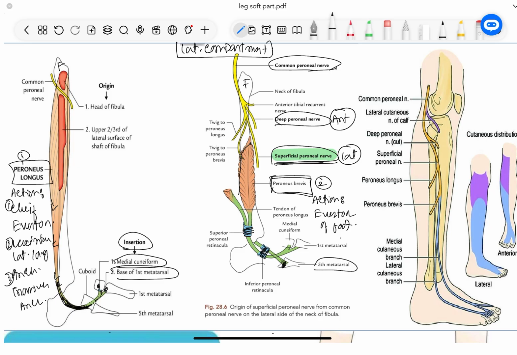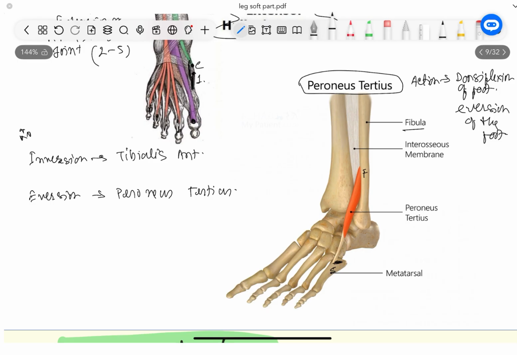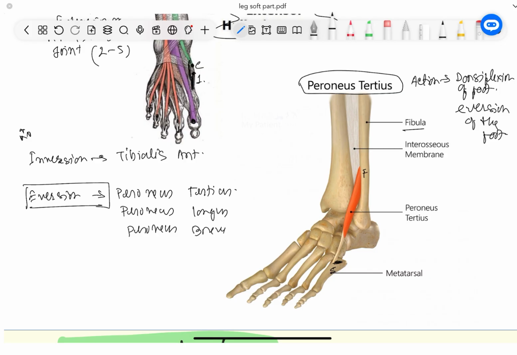Now if you remember, we wrote the everters. Let's see what muscles do eversion and inversion. Here we already wrote eversion of the foot: peroneus tertius, we got peroneus longus, and another one we got now, peroneus brevis.